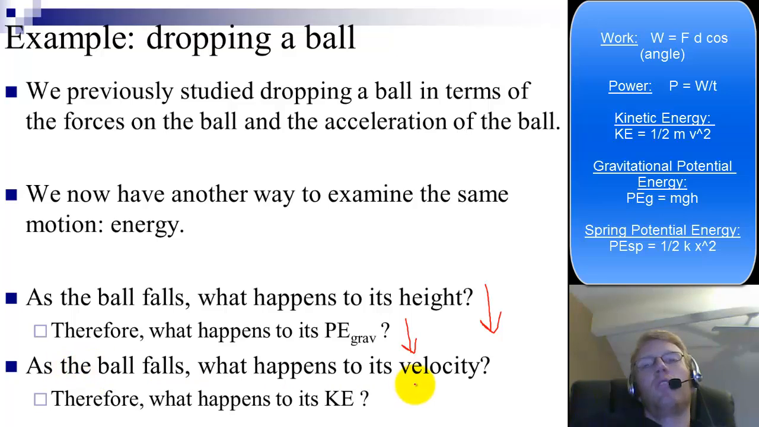But as the ball falls, what happens to its velocity? The velocity is going up. Therefore, what happens to its kinetic energy? The kinetic energy is going up. So as the height changes, you're starting off with potential energy, and it's being converted into kinetic energy so that the overall total energy stays the same. It just changes type from one type to another.